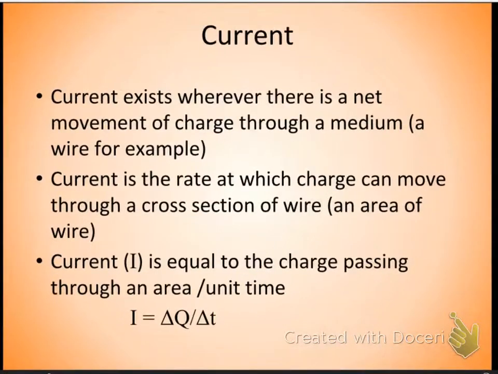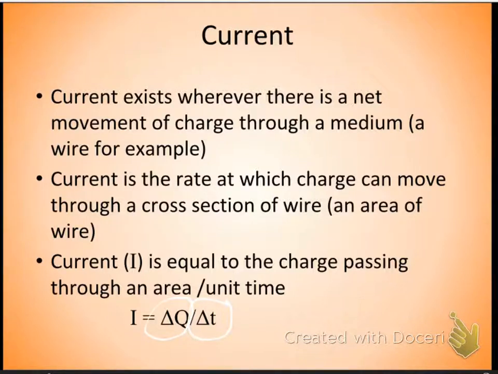Current. This is important because if there's no current, your circuit isn't going to do anything. So when you have a net movement of charge through a medium, like a wire, you can have current come through any conductor. You can have current come through the leg of your chair. You can have current come through the leg of your desk, a metal rod, a piece of sheet metal, the frame of a car. But when we're talking about circuits, the current's typically going to be flowing from a battery, from a source of potential difference through a wire. And current is actually the rate at which charge can move. So it's the amount of charge that passes through an area per unit time, and it's usually per second.